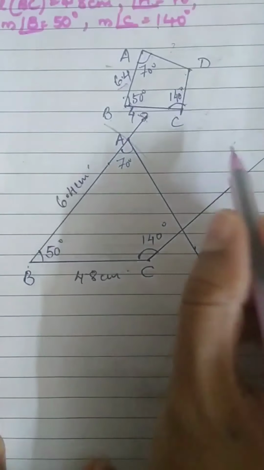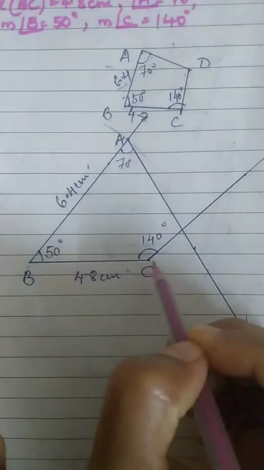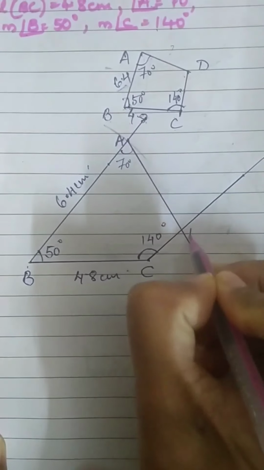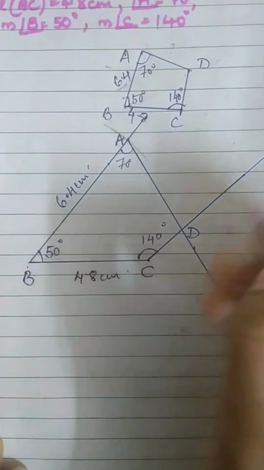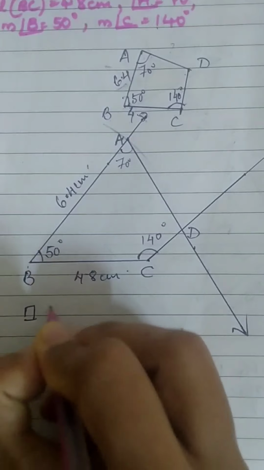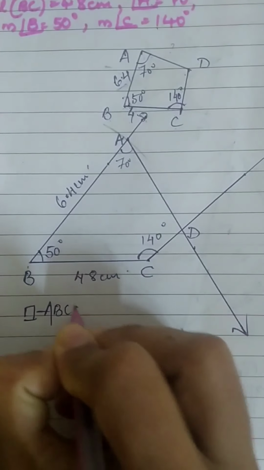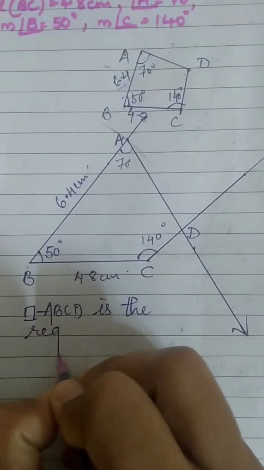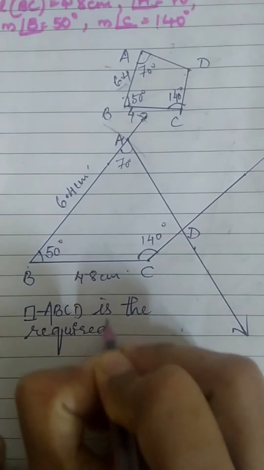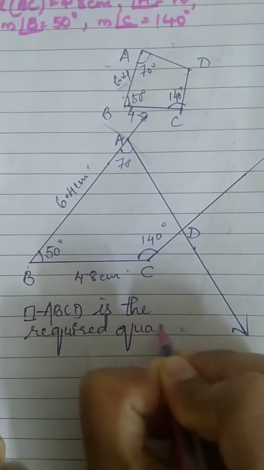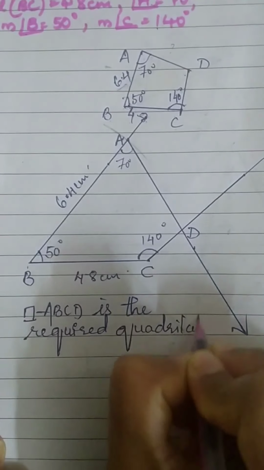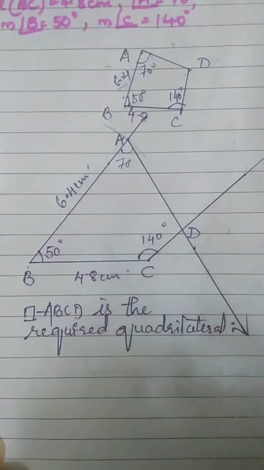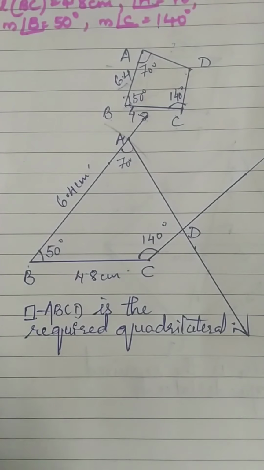So, is your quadrilateral ready? A, B, C, D. So, this point is your point D. Okay. So, this was very easy. Quadrilateral A, B, C, D is the required quadrilateral. So, I hope you children have understood this as well. Okay. Now, let's go on to the next sum.